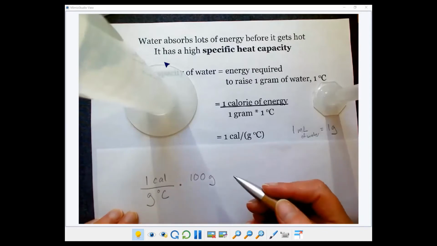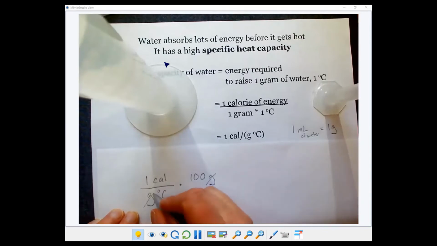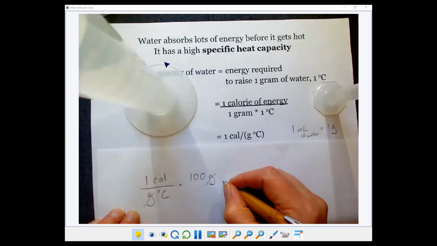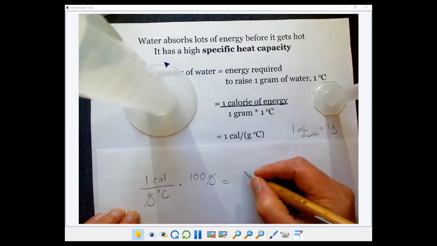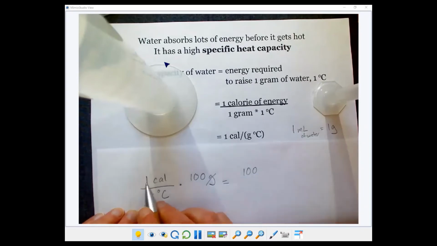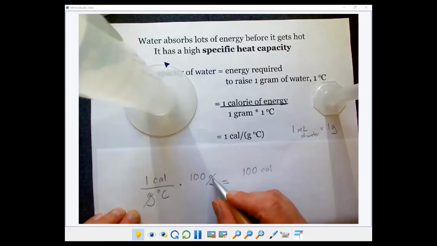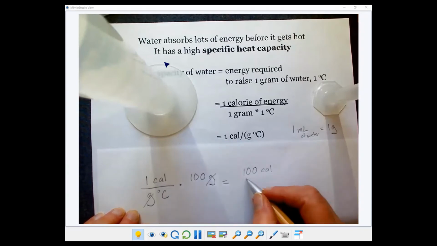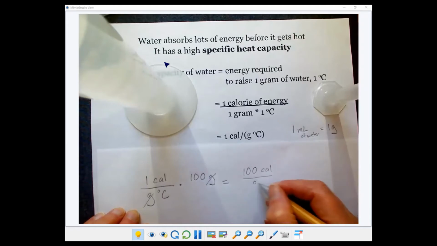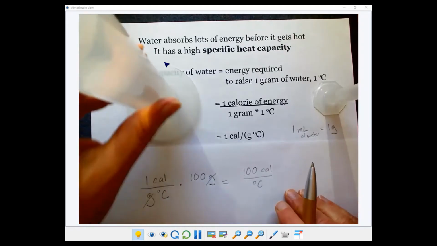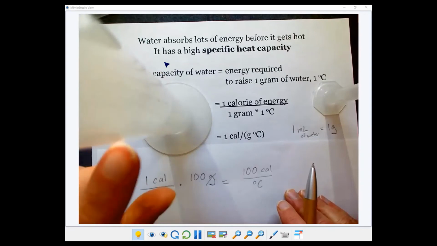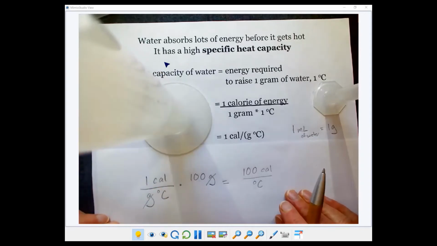And so let's see if we can cancel anything out. We can cancel the grams. And if we heat this up 1 degree C, then it will take 1 times 100, which is 100. The units are calories. That's all that's left. The grams are gone. So I have 1 times 100 calories, and then there's nothing on the bottom. That means all I'm left with is calories per degree C. So this will take 100 calories to raise it up 1 degree C.